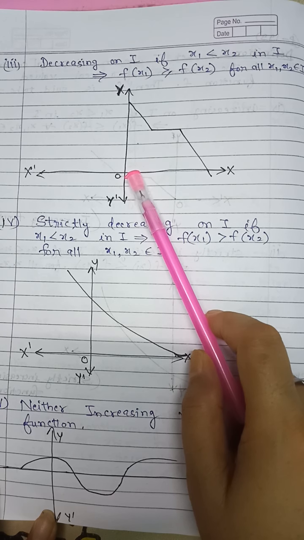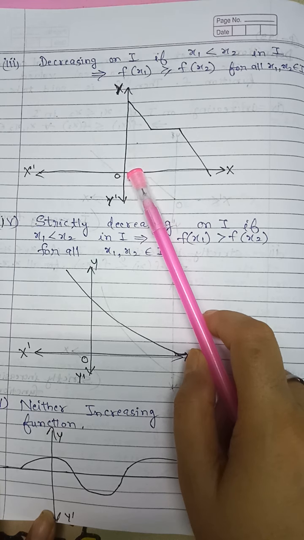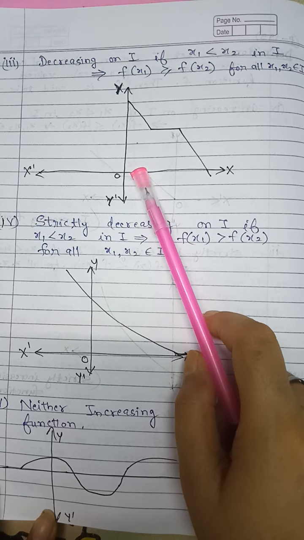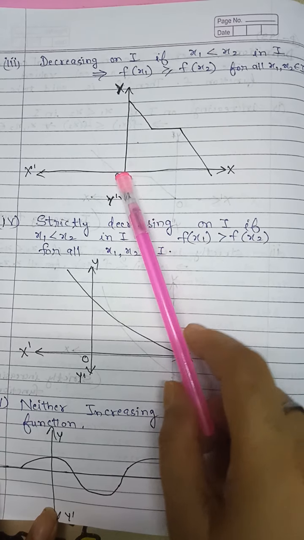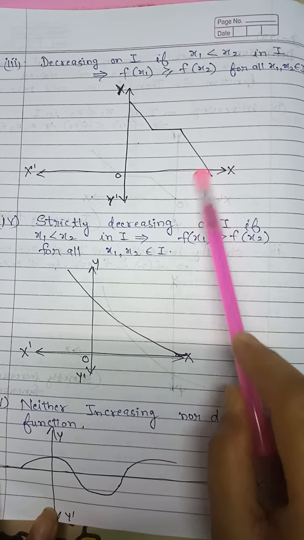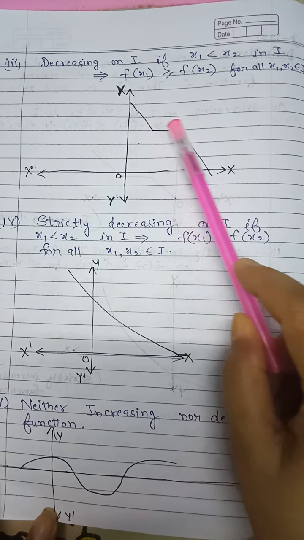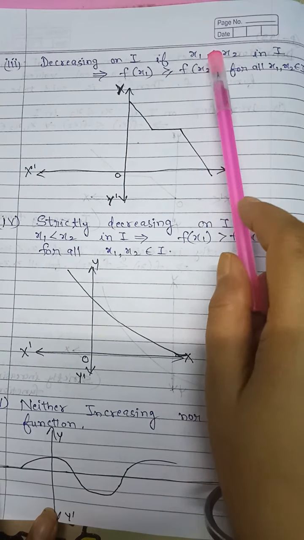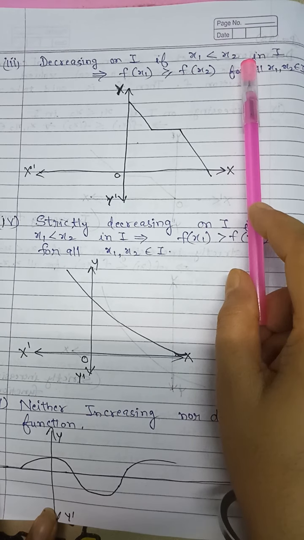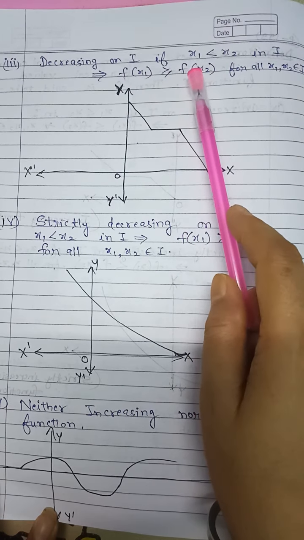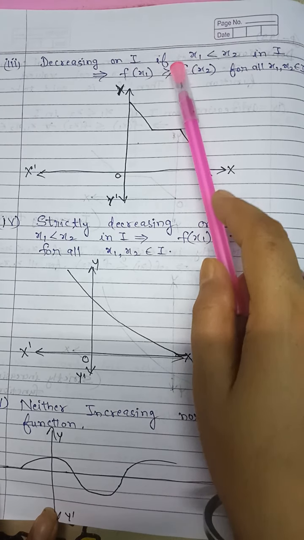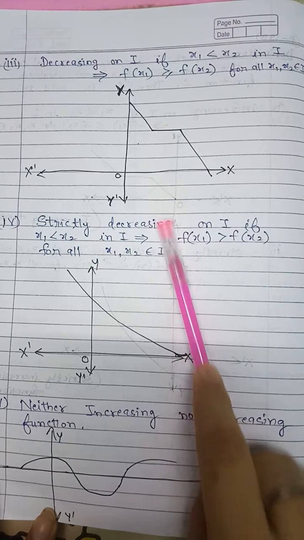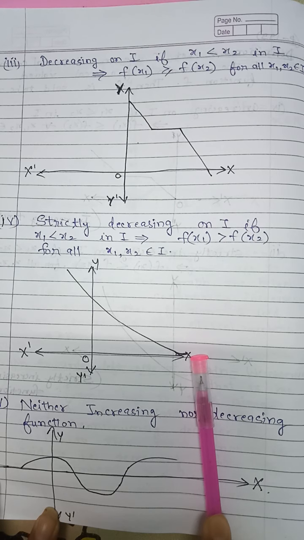If x1 is less than x2, then f(x1) is greater than or equal to f(x2). I already told you, as soon as the value of x is increasing, the value of y is decreasing. Means x1 was less than x2, but f(x1) is greater than or equal to f(x2). See this straight line? It shows that equal to is also included. So it is known as the decreasing function.